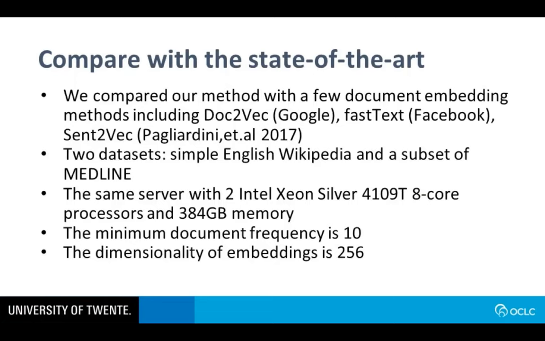We compared our methods with, of course, the state of the art, a few other document embedding methods, including doc2vec, fasttext, or sent2vec. We applied the same method to two different data sets. One of them is the Simple English Wikipedia. Another one is a subset of Medline. We used our own server to test all the different methods. The minimum document frequency is 10, which means we ignored all the entities or terms which occurred in fewer than 10 records. The dimensionality of the embeddings is 256. As I said, you can just choose it from 100 to 1000. This is, again, an arbitrary number, but we like numbers which are a power of 2.